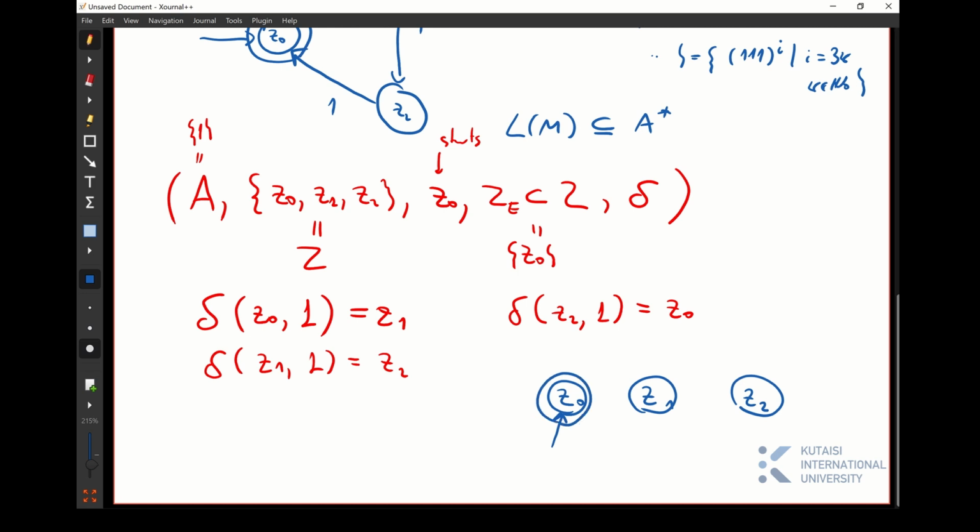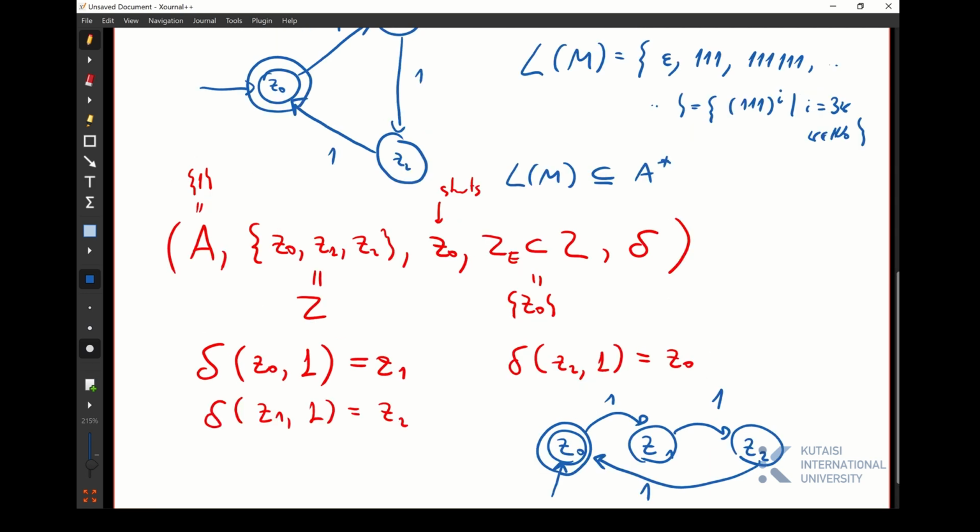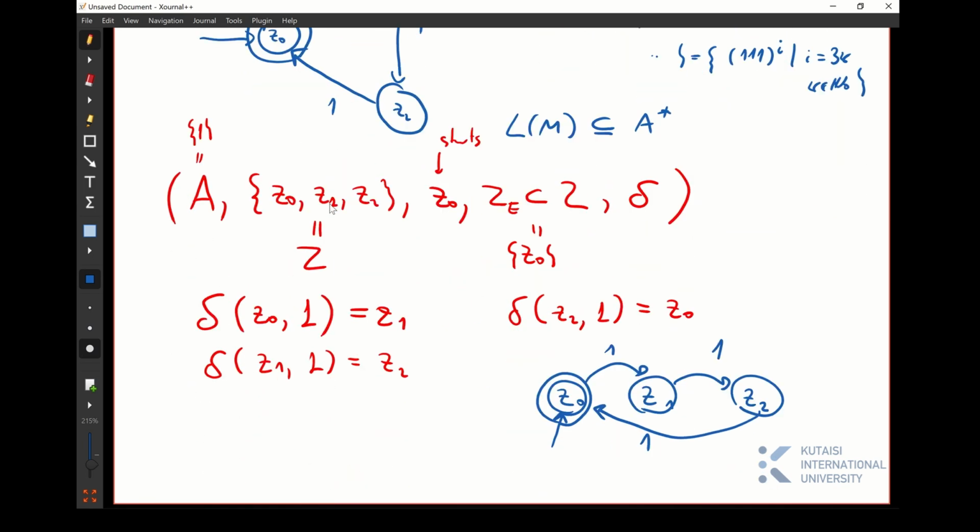So you draw this again, and now you look at delta. Delta Z0,1 is Z1, so you draw here. Delta Z2,1 is Z0, so you draw here. And delta Z1,1 is Z2, so you draw it here. So it's exactly the same thing as this one.